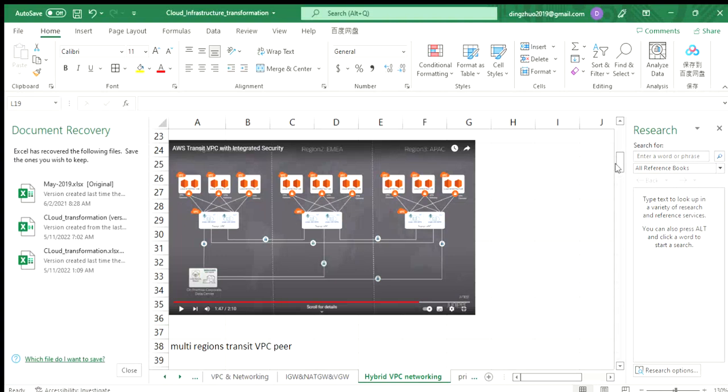Now we have to say the transit VPC is one of the innovative designs in the hybrid cloud environment, because it not only improves the scalability by using the hub and spoke model, but also improves the throughput, lowers the latencies. It is one of the best practice solutions for the large global enterprise.